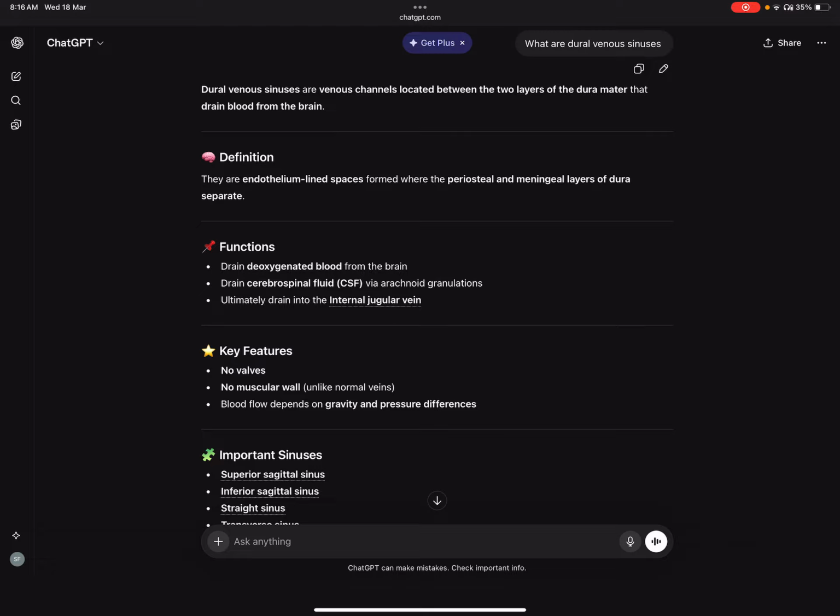Now, we are aware that dura mater has two layers. One is the periosteal layer, which is closer to the periosteum or to the bone, and then we have the meningeal layer, which is closer to the other layers of the meninges.